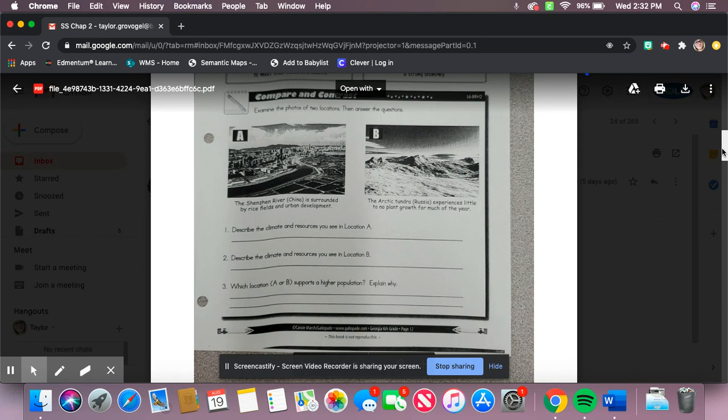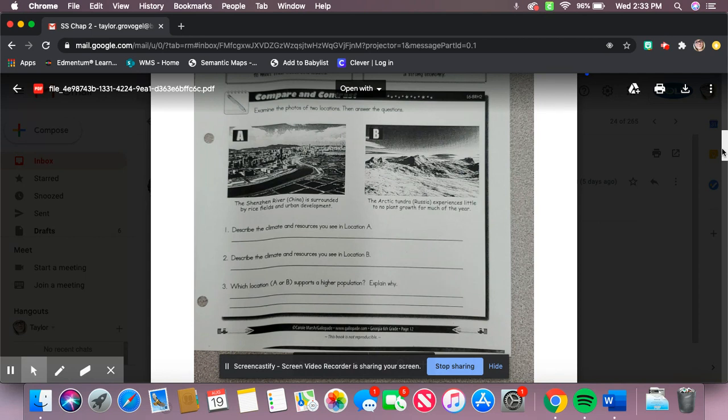All right, let's look at picture B so we can answer number 2. Picture B says the Arctic tundra, which is Russia, experiences little to no plant growth for much of the year. I have a printed picture in front of me as well. It looks just as good as the one on the screen here, but it pretty much looks like we are in frozen mountains. So go ahead and describe the climate and resources that we see in B. Remember, you can always pause the video if you need more time.